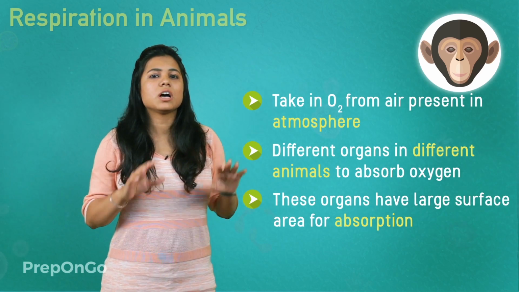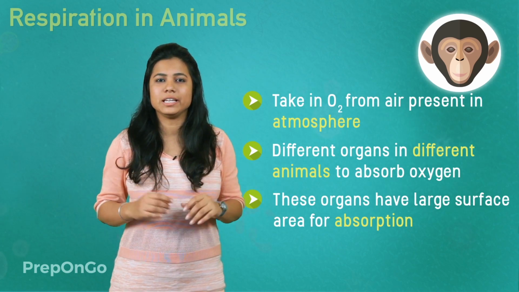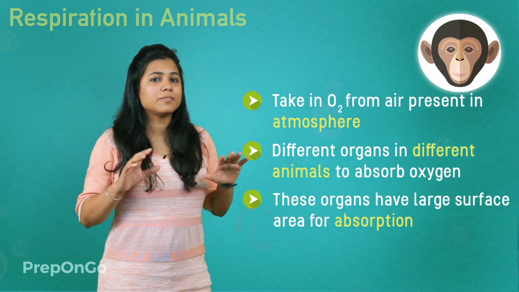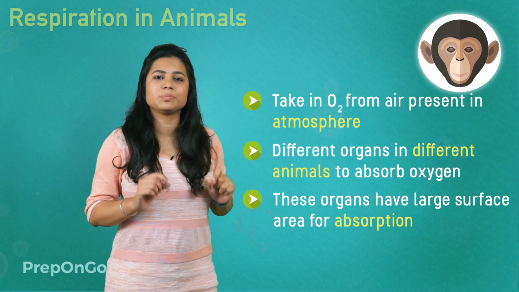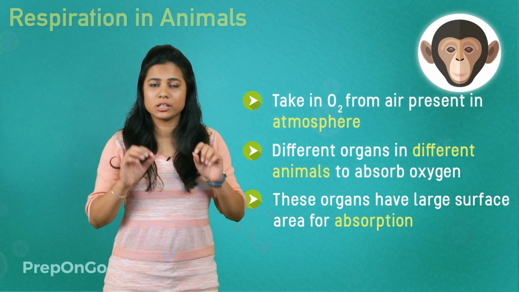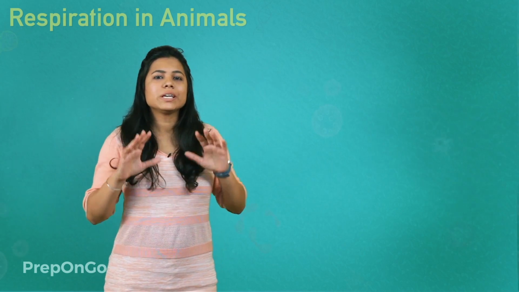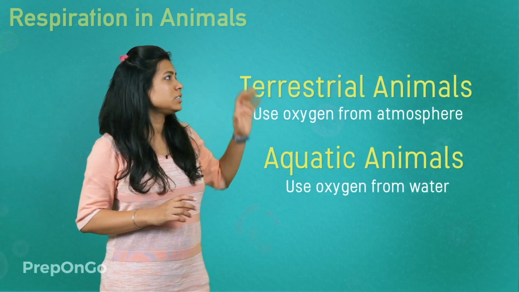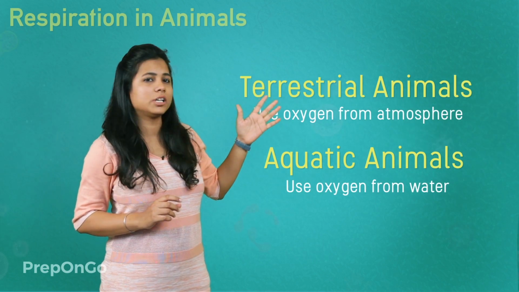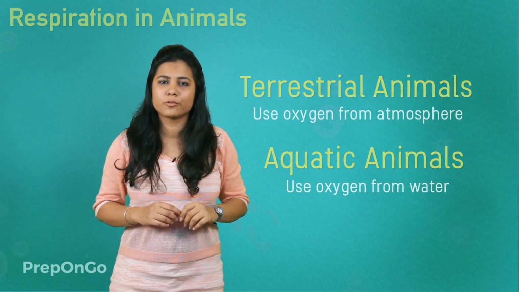These surfaces are also fine and delicate. Now, since these surfaces are fine and delicate, they are always present inside the body so that they are well protected. We can also explain these terrestrial and aquatic processes by the example of frog.